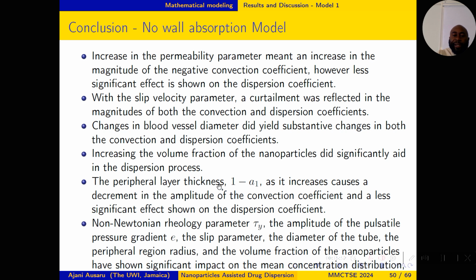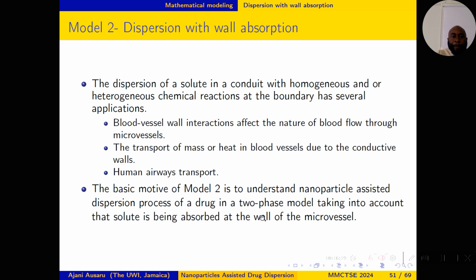And the peripheral layer thickness, that is 1 minus A1, as it increases causes a decrease in the size of the convection coefficient, and less so on the dispersion coefficient. The non-Newtonian parameter tau y, which represents the yield stress, the pressure gradient parameter E, slip parameter beta 1, the diameter of the tube dp, and so on, have shown a less significant impact on the mean concentration.